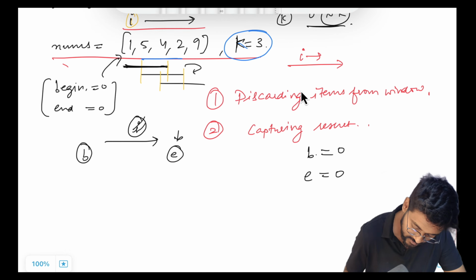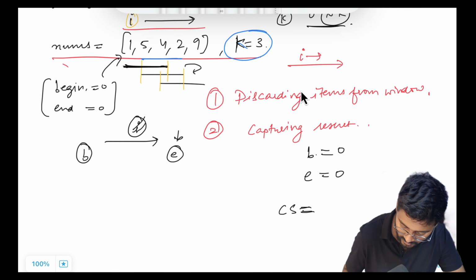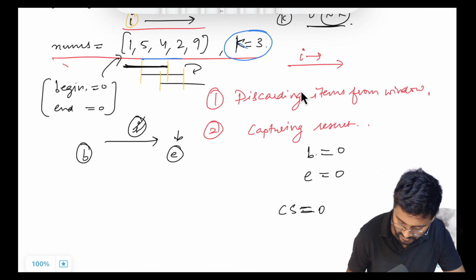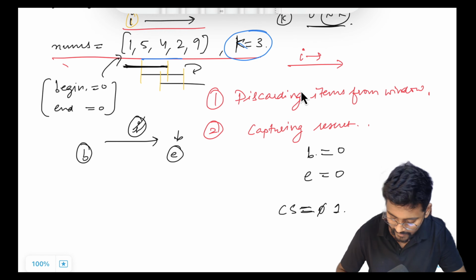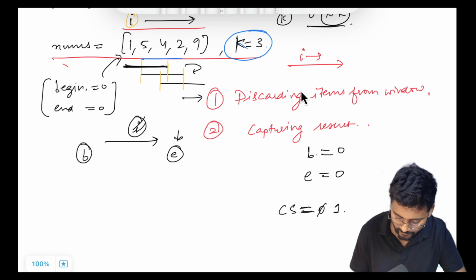After one iteration, I will also be capturing the current sum. Current sum will be the sum of my current window. Current sum is 0 in the starting. So if I do the iteration, first of all I will just capture the current sum. Current sum is 1. And then I will see, do I have to discard any element? No, I don't have to discard an element.